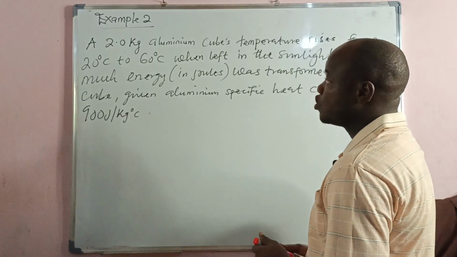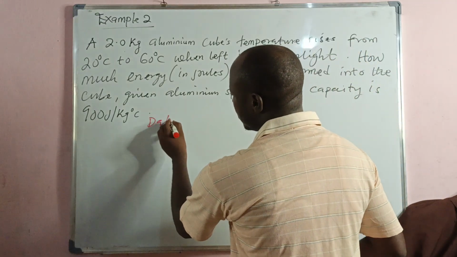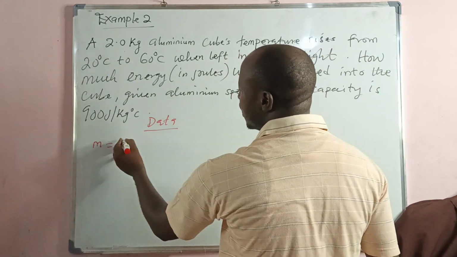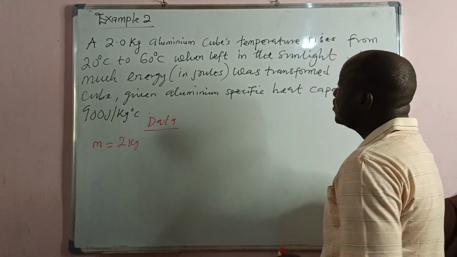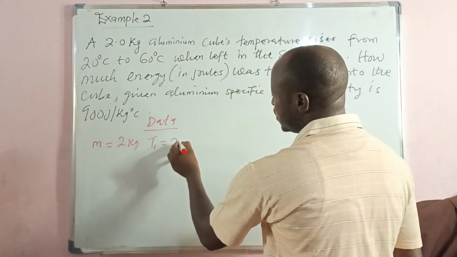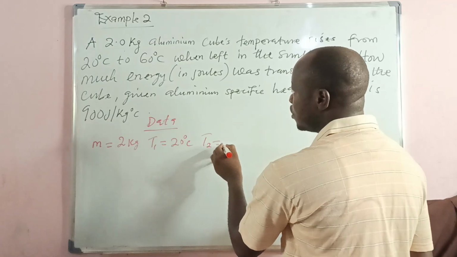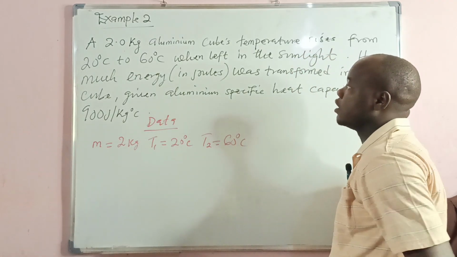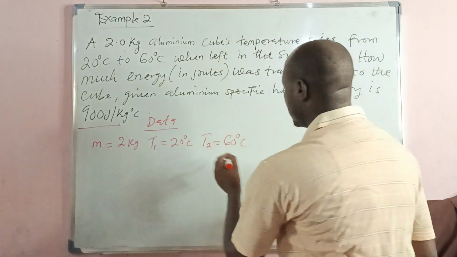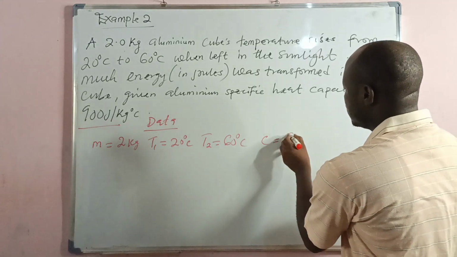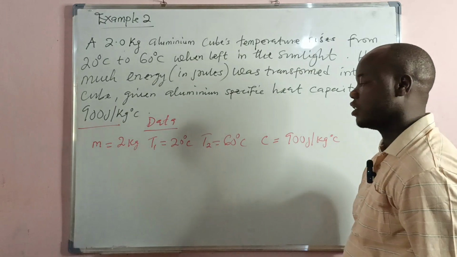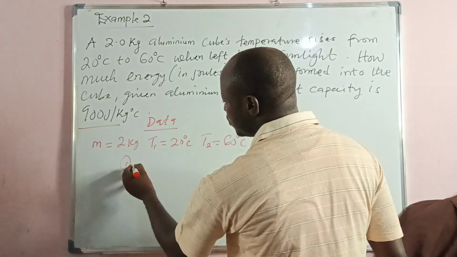So I think this question is also very simple. What we are going to do now is to bring the data. The mass m is given as 2 kilogram. The temperature rises from theta 1 as 20 degrees centigrade to theta 2 as 60 degrees centigrade. And the specific heat capacity c is given as 900 joule per kilogram per degree centigrade. So we are now going to take the formula.